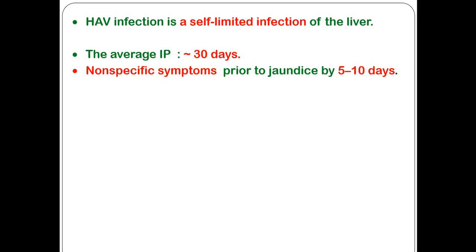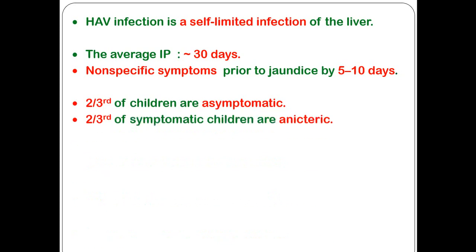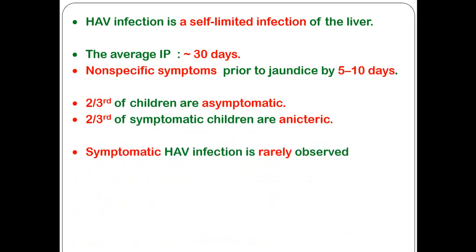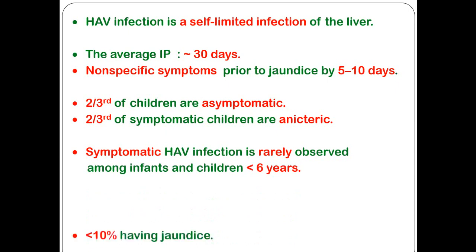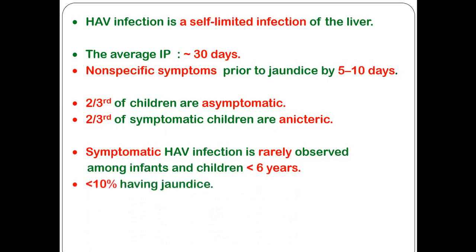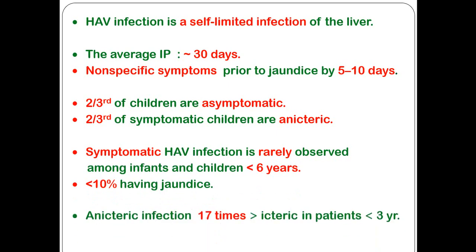We will talk about the percentage of affected or symptomatic patients. Two thirds of the children are asymptomatic, and two thirds of the symptomatic children are anicteric, not manifested with jaundice. The symptomatic infection is rarely observed among infants and children less than 6 years of age, and in those affected, less than 10% of them have jaundice. Anicteric infection is 17 times more common than icteric infection in patients less than 3 years.